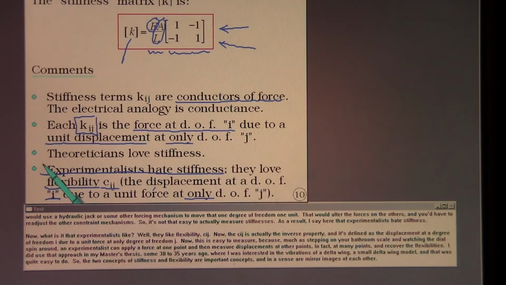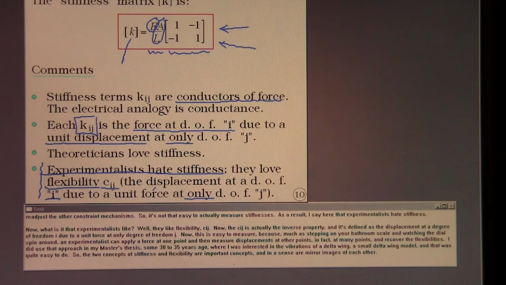And I did use that approach in my master's thesis some 35 years ago, where I was interested in vibrations of a delta wing, a small delta wing model, and that was quite easy to do. So the two concepts of stiffness and flexibility are important concepts and, in a sense, are mirror images of each other.